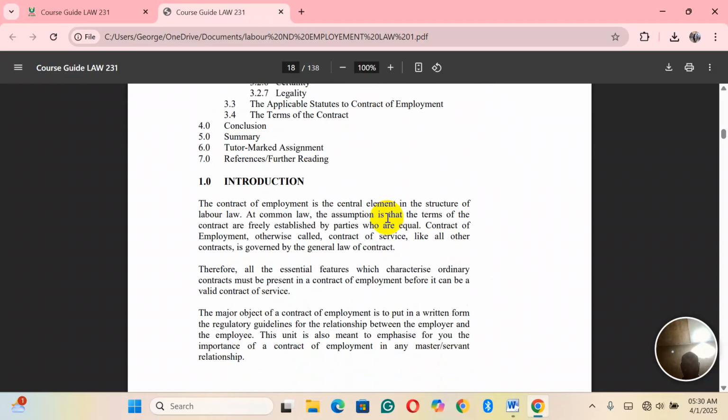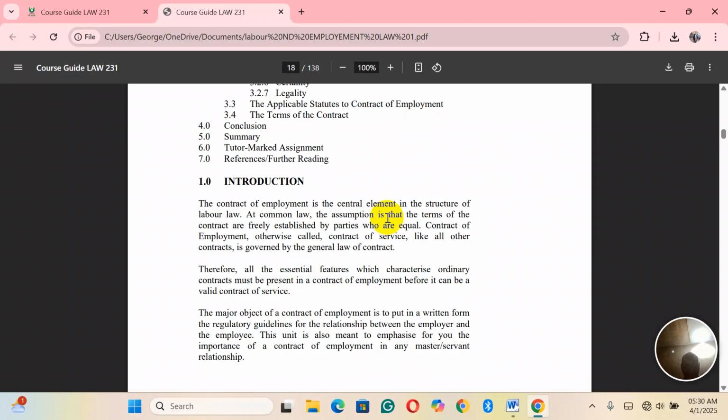The concept of employment. The contract of employment is the central element in the structure of labor law. At common law, the assumption is that the terms of the contract are freely established by parties who are equal. Also, the contract of employment, otherwise called the contract of service, like all other contracts, is governed by the general law of contract. Therefore, all the essential features which characterize an ordinary contract must be present in the contract of employment before it can be a valid contract of service.